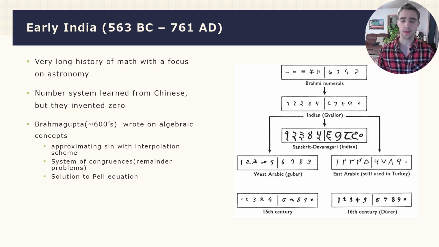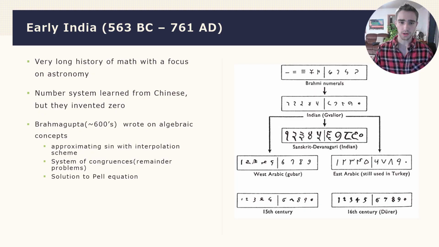Brahmagupta was the greatest mathematician of this era, and he wrote on many algebraic concepts, such as solving remainder equations with their own version of the Chinese remainder theorem, deriving a solution to the Pell equation long before he was ever born or his culture, and he even managed to accurately approximate sine with an interpolation scheme.